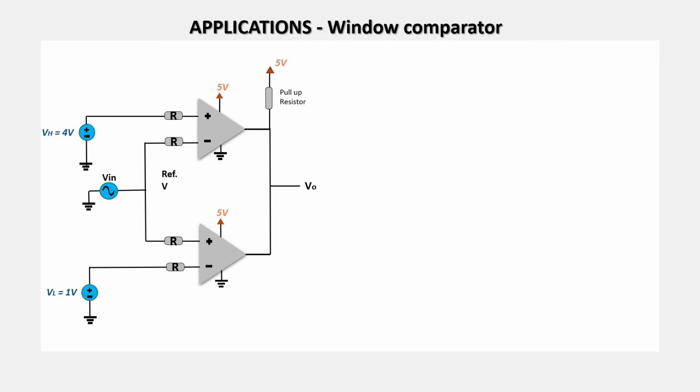Window comparator. A window comparator is a circuit that produces plus Vsat as output when the input is within a certain voltage range between VH and VL. So this is the circuit of the window comparator. It may look complex, but it is not. If you keenly notice, the first comparator is an inverting comparator and the second one is a non-inverting comparator. The reference voltage of the first comparator is VH, the upper threshold voltage. The reference voltage of the second comparator is VL, the lower threshold voltage. Both the comparators have a common input. The outputs of the comparators are connected together.